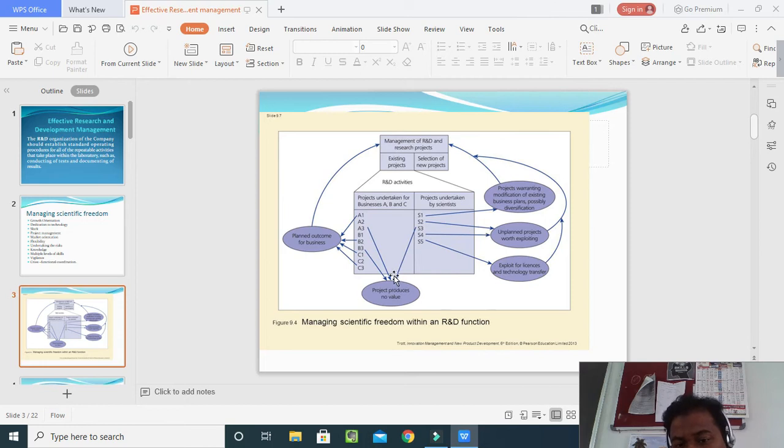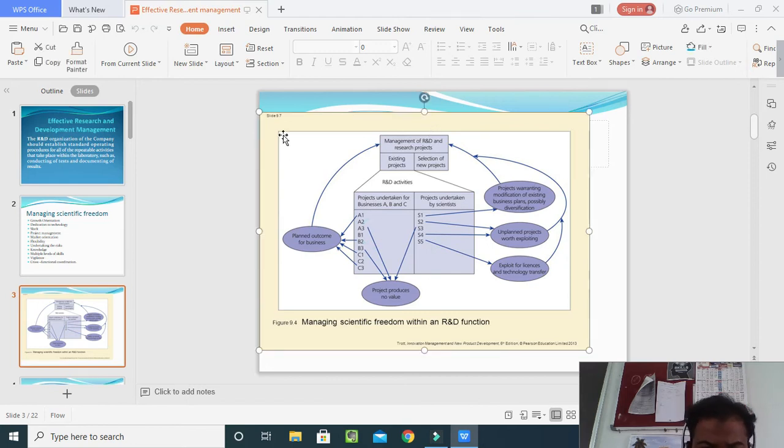When the scientists find no value, then the projects will be warranting modification of existing business plans, possible verifications, and unplanned projects worth exploiting for license and technology transfers. All these things will be taken care of by these scientists who are going to manage that. Then they will give the report to the projects. For example, here on the screen I will show you, just a minute.